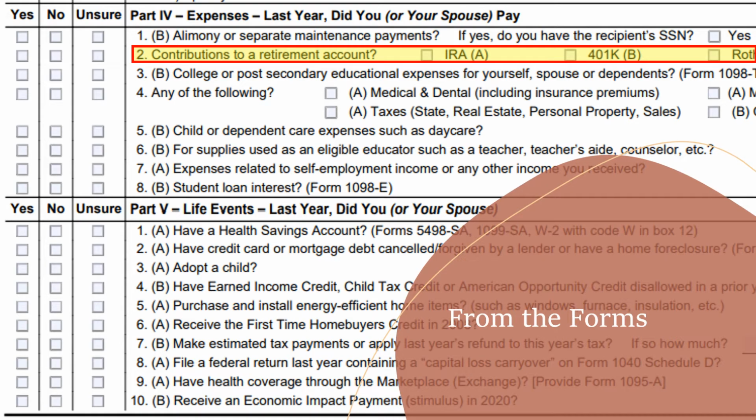And looking at our intake form, Form 13614-C, where do we get this information from? Well, the credit for the elderly and disabled is something that we find up towards the personal information, but the contributions to retirement savings is here in Part 4, expenses, where we've been spending a lot of time lately. Contributions to a retirement account, and you see there are various retirement accounts, and maybe our taxpayers will have checked the box there.